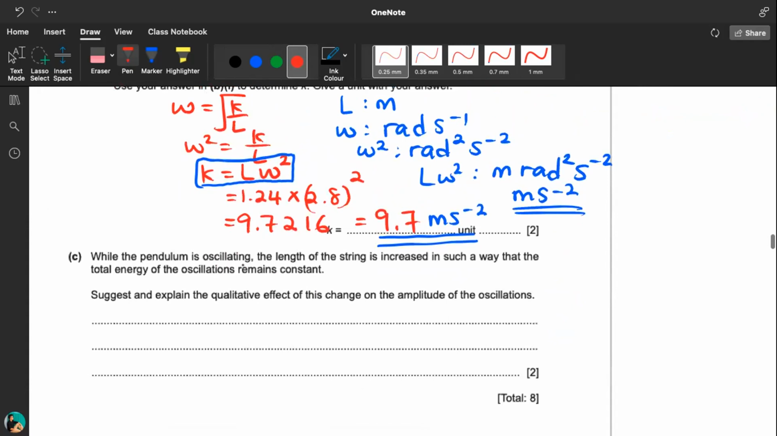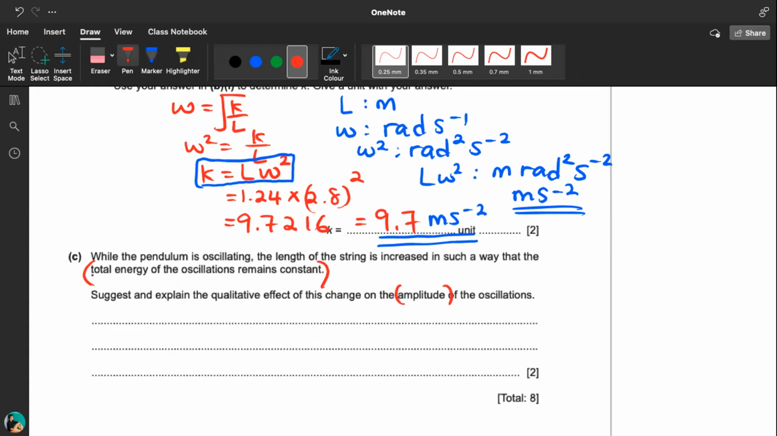While the pendulum is oscillating, the length of the string is increased in such a way that the total energy remains constant. Suggest and explain the qualitative effect of this change on the amplitude. So it says that the length of the string is increased during the oscillation, but the restriction is that the total energy remains constant. What happens to the amplitude? Does the amplitude increase or decrease?